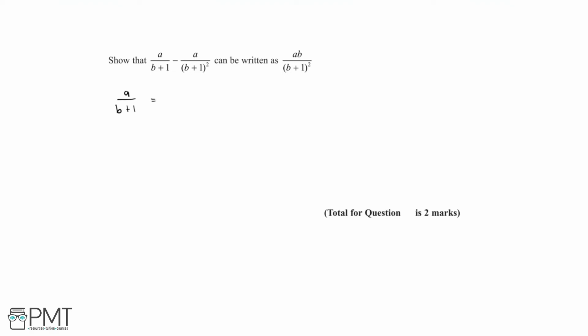So multiplying the numerator and the denominator by b plus 1, we can say that a over b plus 1 is equal to a multiplied by (b plus 1) over (b plus 1) all squared.